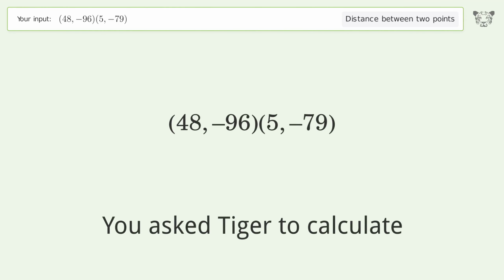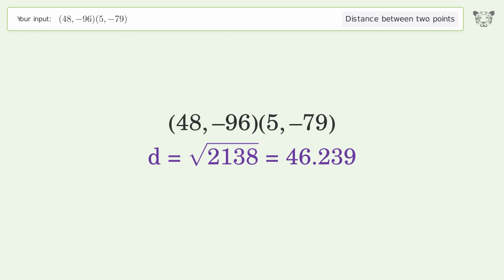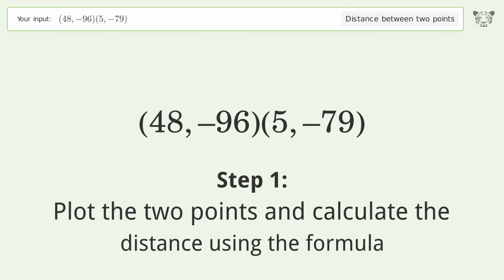You ask Tiger to calculate. This deals with the distance between 2 points. The distance between the 2 points is the square root of 2,138, or 46.239. Let's solve it step by step. Plot the 2 points and calculate the distance using the formula.